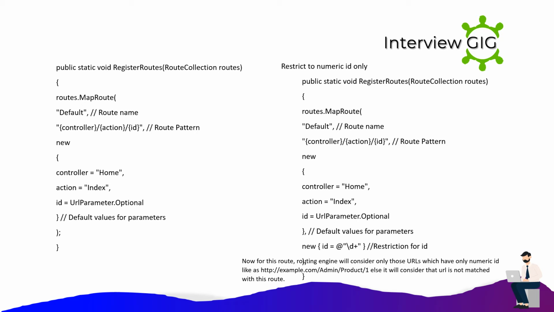Now for this route, the routing engine will consider only those URLs which have only a numeric ID, such as http://example.com/admin/product/1, else it will consider that the URL does not match this route.